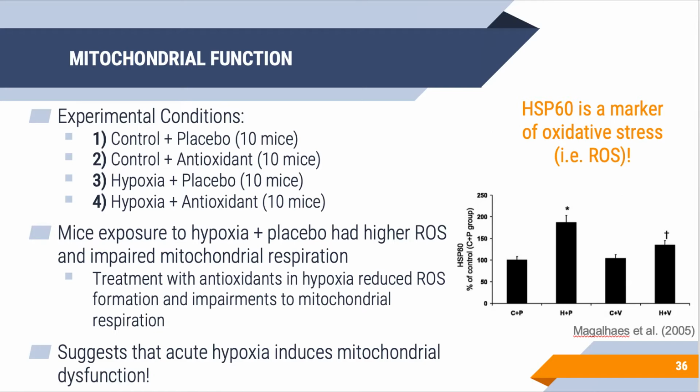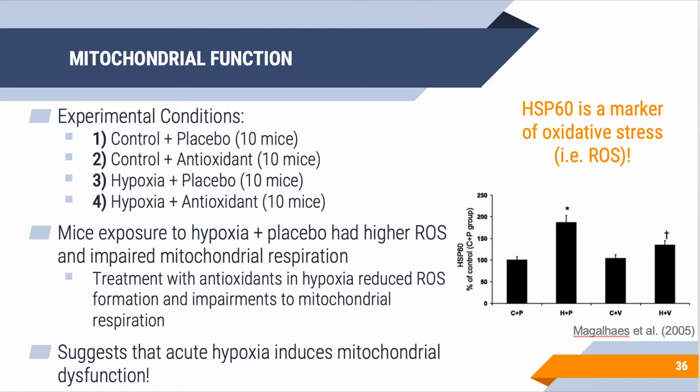Another angle we need to consider is what happens to mitochondrial function during acute hypoxic exposure. So this study was conducted in rodents, 4 conditions: control with a placebo, control with an antioxidant, hypoxia plus placebo, and hypoxia plus an antioxidant. What they found, long story short, so in this figure on the right, C is for control, P is for placebo, H is for hypoxia, and V is for antioxidant.